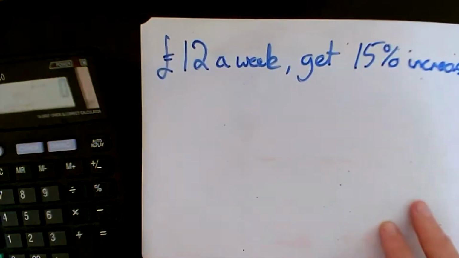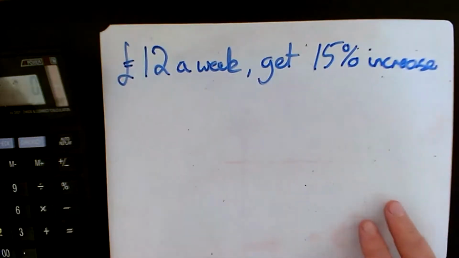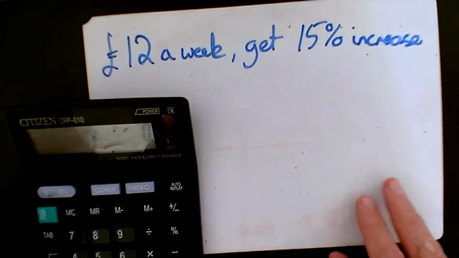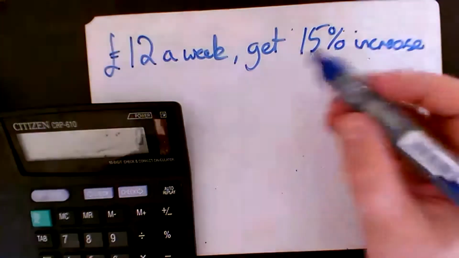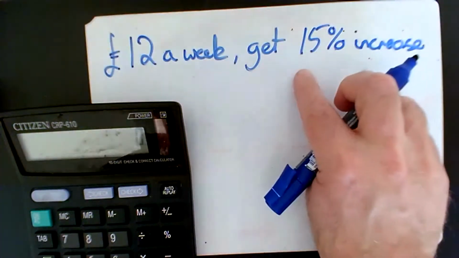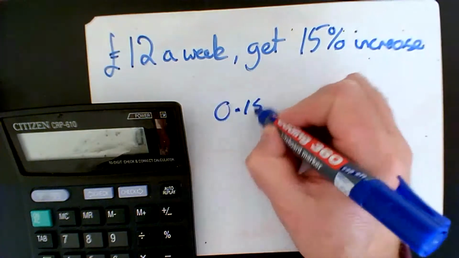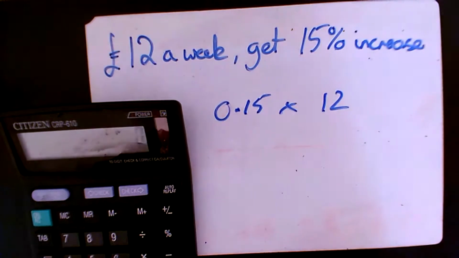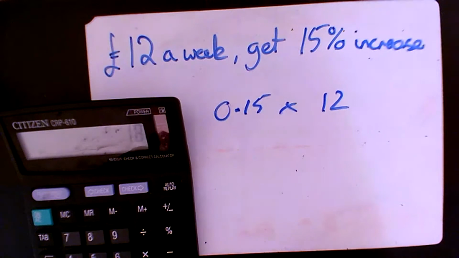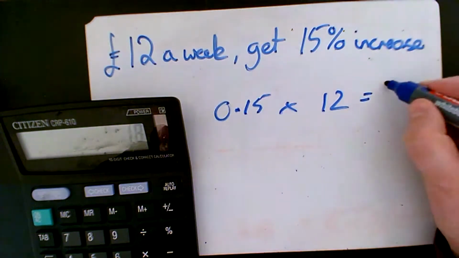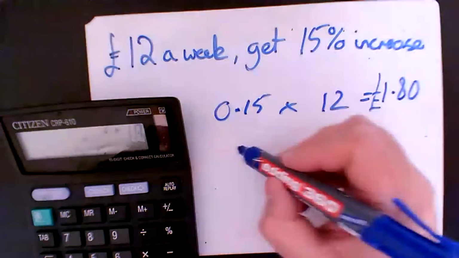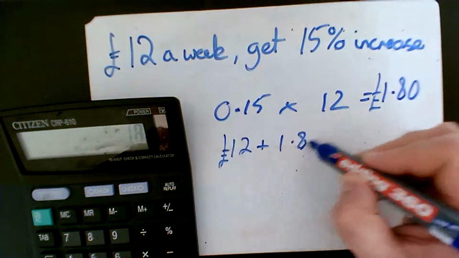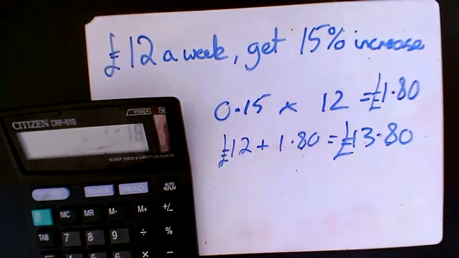So you might have this question: you have £12 every week as your pocket money. You've been very well behaved, you've been doing your chores, so you get a 15% increase. Now I'm going to show you a way to do that. On a calculator, you would find 15%, so again you turn that 15% into a decimal, 0.15, and you times it by 12. So 0.15 times 12 equals 1.8. So you get an extra £1.80 every week. You would add that on to find your new total, £12 plus £1.80, so you get £13.80 as your new pocket money, isn't it?